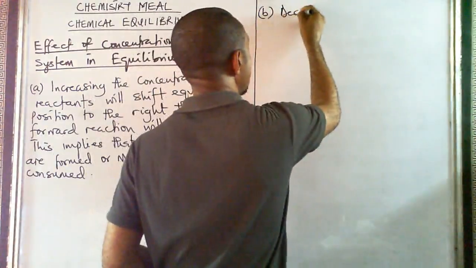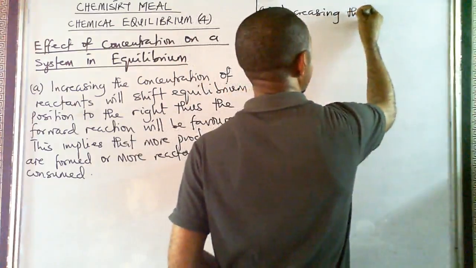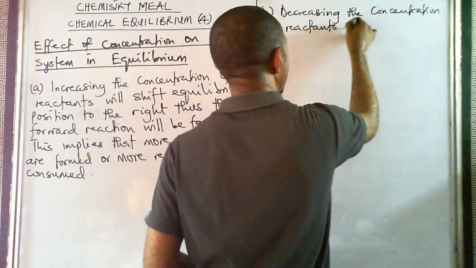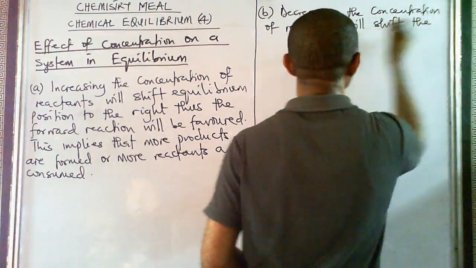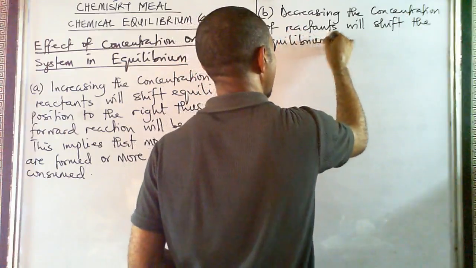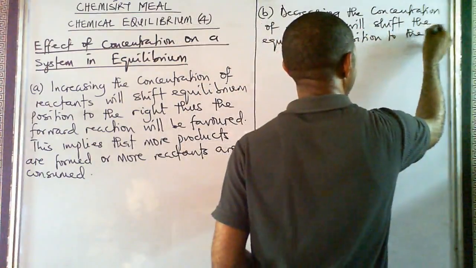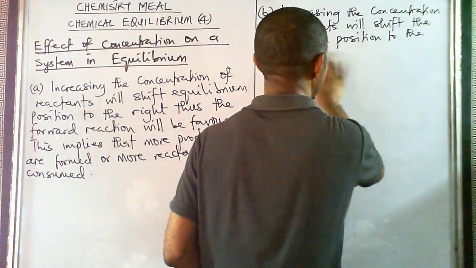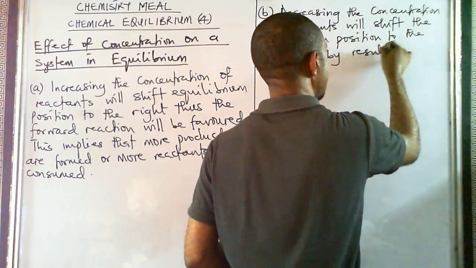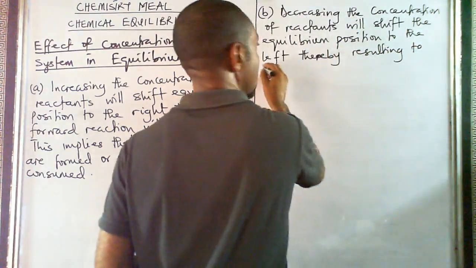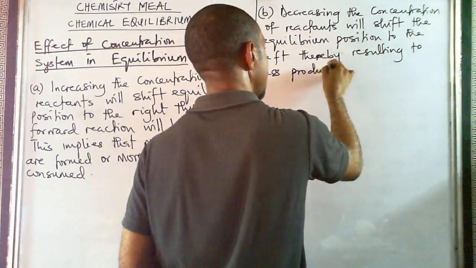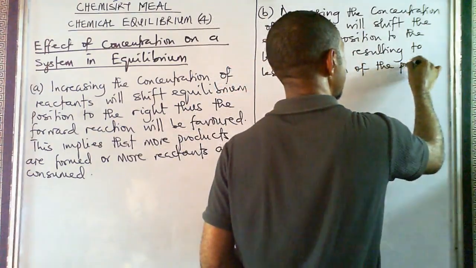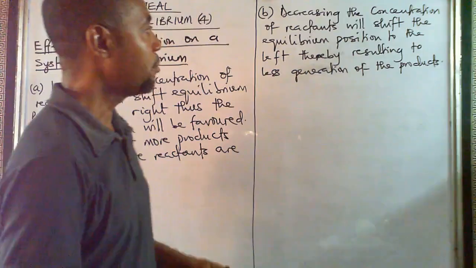Decreasing the concentration of reactants will shift the equilibrium position to the left, thereby resulting in less production, less formation, or less generation of the products. So in this case, the backward reaction will be favored.